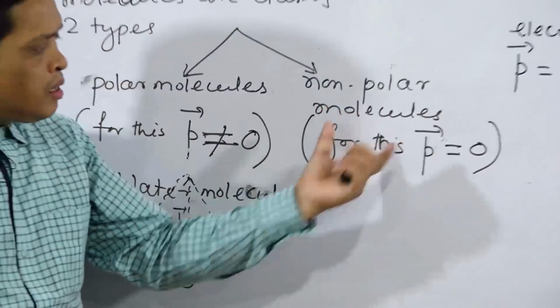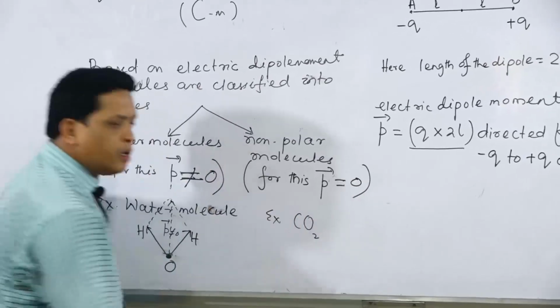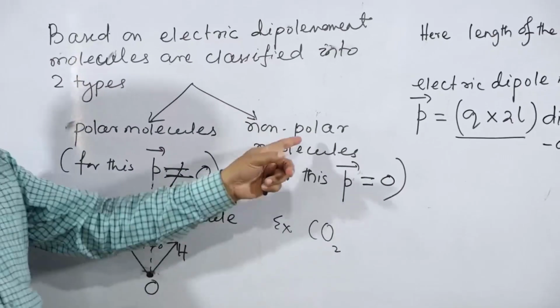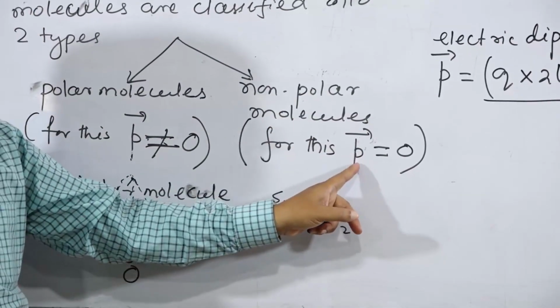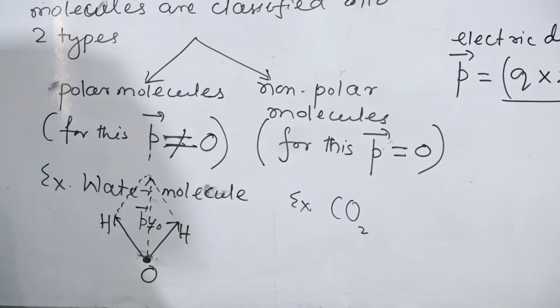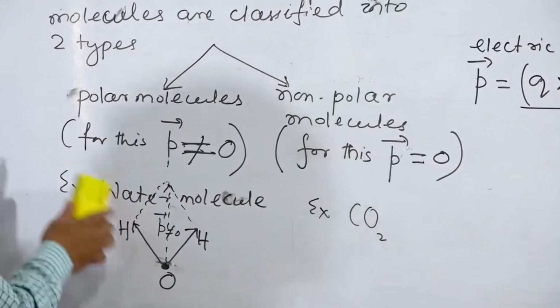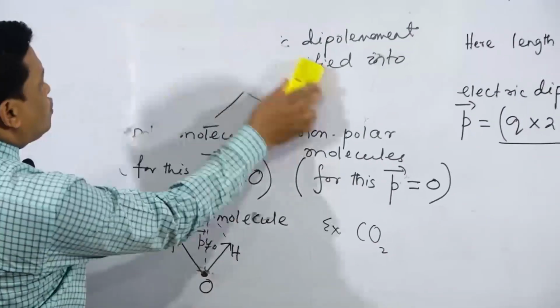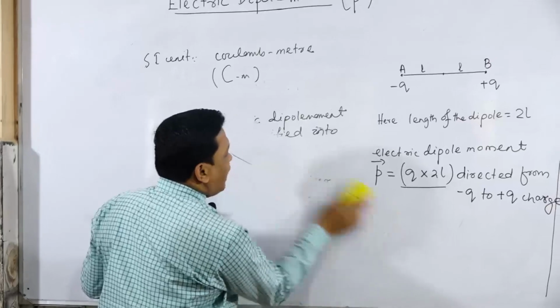On the other hand, the molecule of carbon dioxide is an example of non-polar molecule, because for this molecule resultant electric dipole moment is 0. Clear? Okay. Then we shall go to the electric field of an electric dipole.